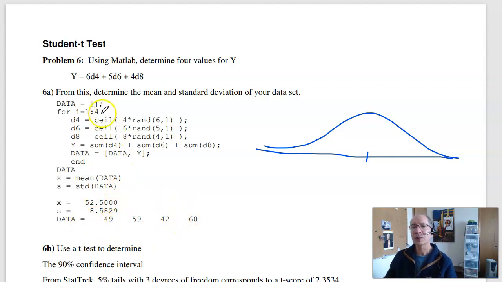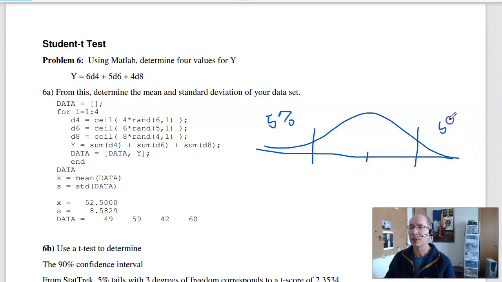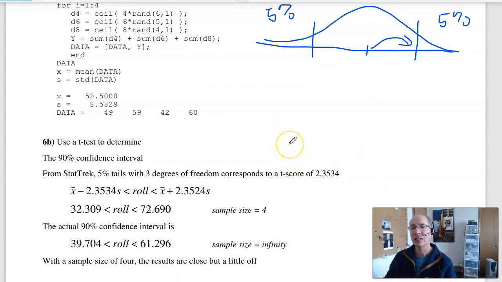So suppose I do that. I'll roll the dice 4 times, and you're going to get different answers every time you roll it. It's random. This is what I got. I've got a mean and a standard deviation. Now, to find the 90% confidence interval, I want the left tail to be 5%. I want the right tail to be 5%. I need to know what the t-score is. How far out do I have to go so that the tail is only 5%? That's a little bit different than a normal distribution.